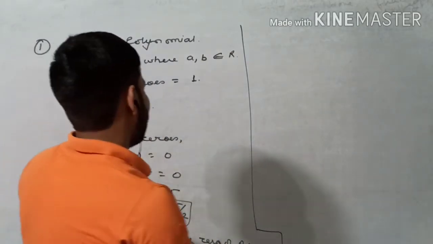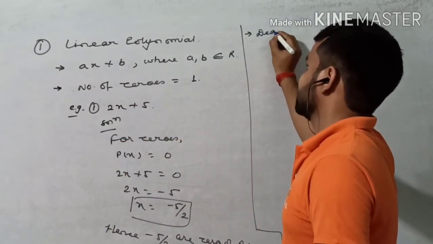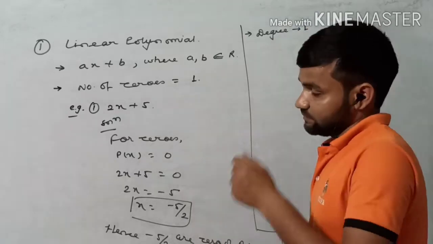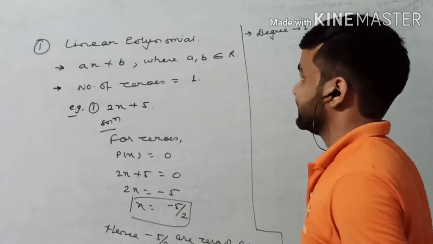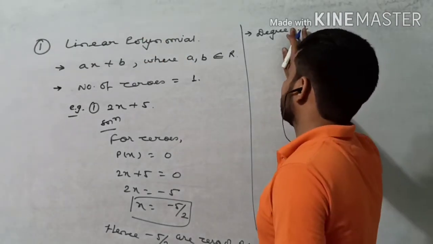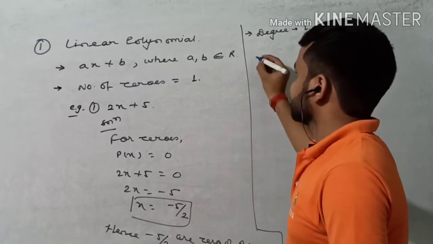Next point is degree of polynomial. The degree of linear polynomial is 1. That means maximum power of a polynomial is 1. Then that polynomial is known as linear polynomial. We discussed it previously.